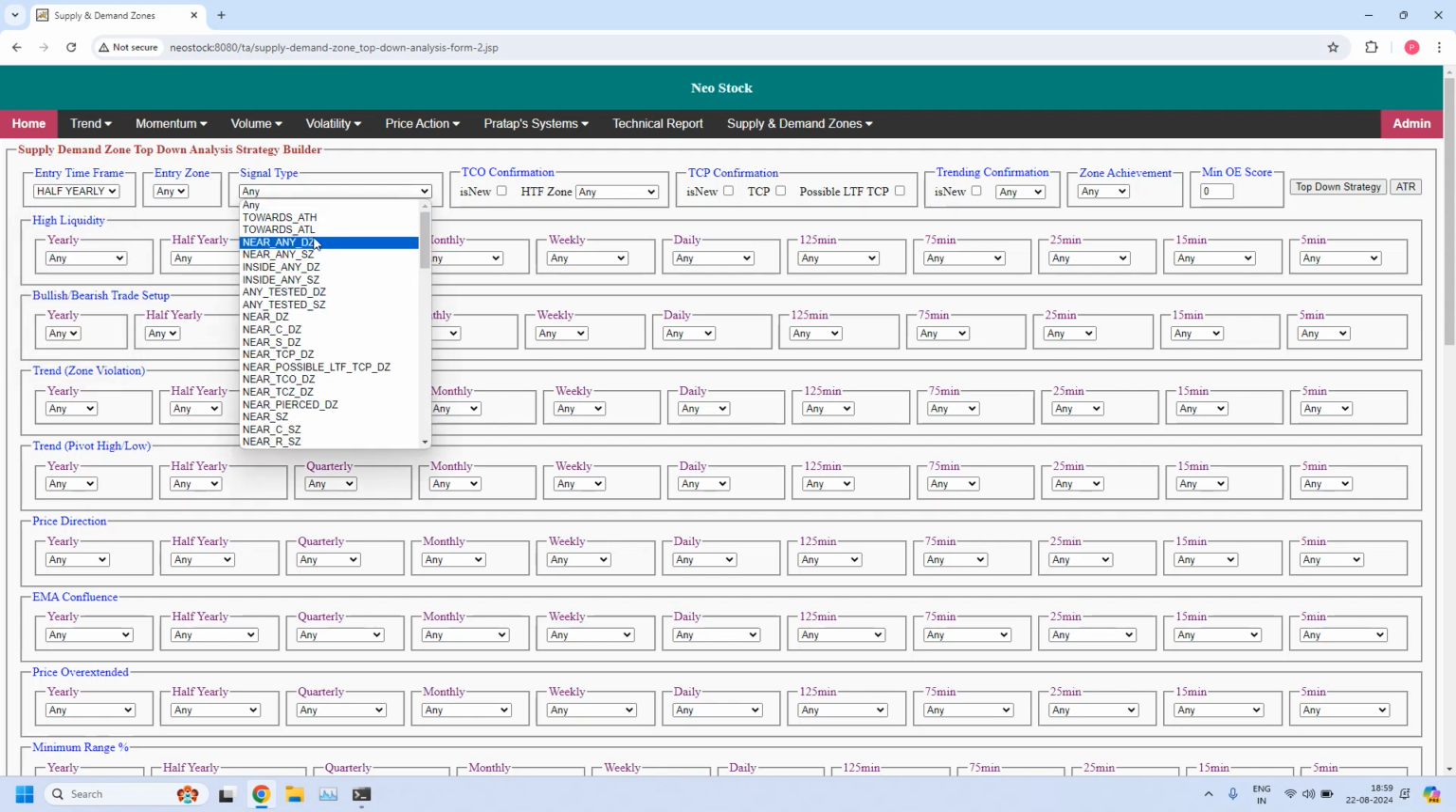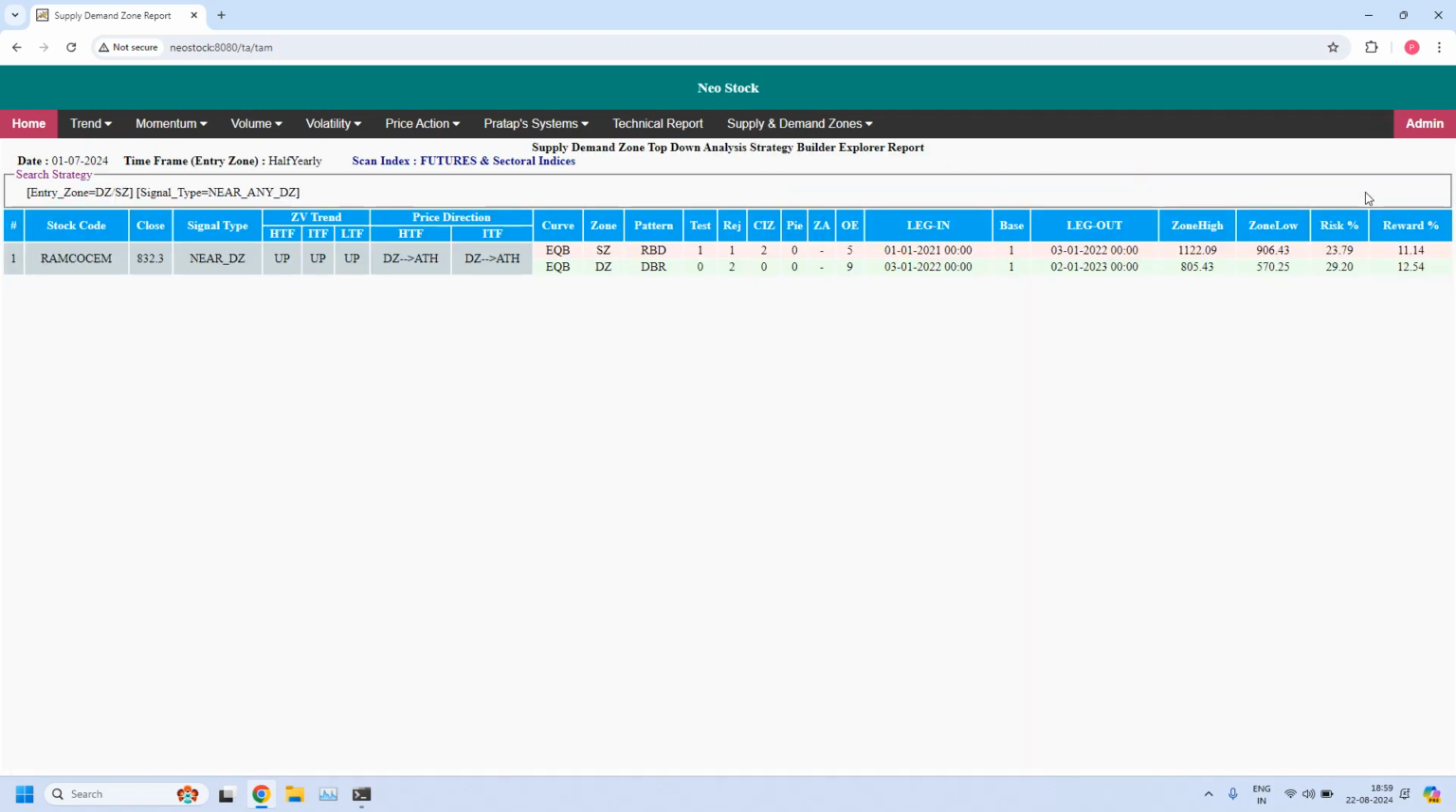Let us find the stocks near half yearly demand zone. One stock is filtered near the half yearly demand zone. I will be giving you only few seconds time to watch the report, so I request you pause the video. You can study all the parameters. If required, you can also draw the zones in your charting application by taking these leg in and leg out timestamps along with base candle count.